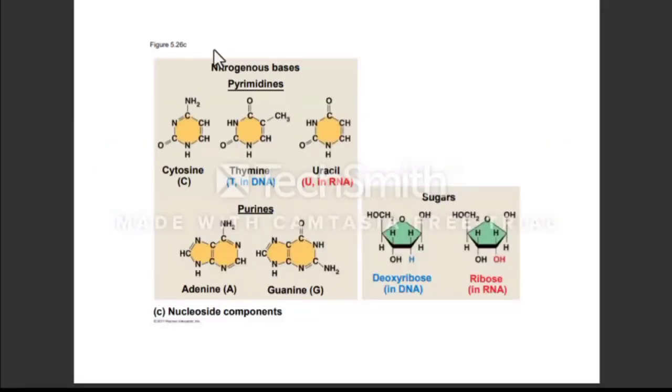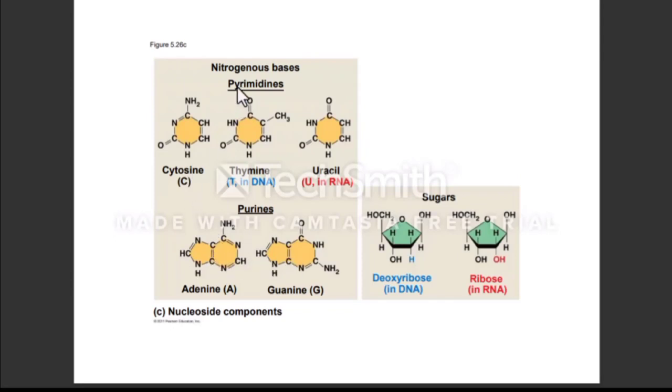So these are the different nitrogenous bases that we have. We have two main types: pyrimidines and purines. What's the difference between pyrimidines and purines? The main difference lies in the number of rings. Pyrimidines are made up of just a single ring, as you may observe just here, whereas purines are made up of two rings.